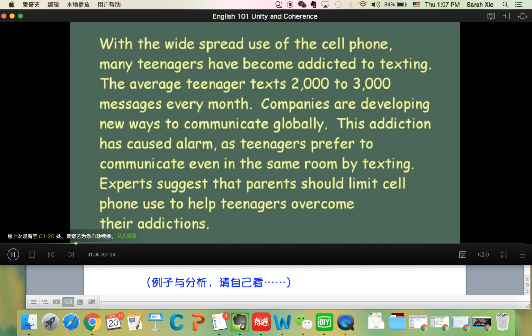With the widespread use of the cell phone, many teenagers have become addicted to texting. The average teenager texts 2,000 to 3,000 messages every month. Companies are developing new ways of communicating globally. This addiction has caused alarm as teenagers prefer to communicate even in the same room by texting. Experts suggest that parents should limit cell phone use to help teenagers overcome their addictions.